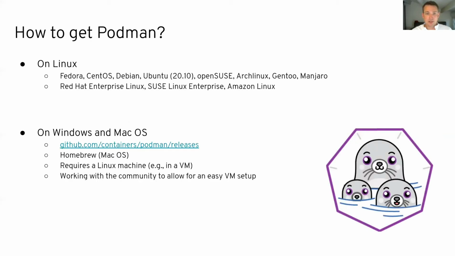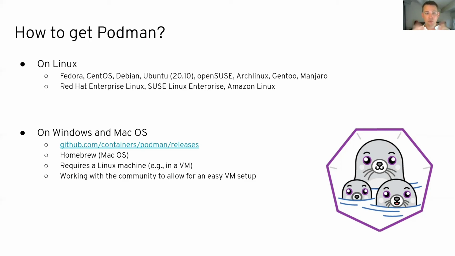So if you're interested, how would you get Podman? On Linux, it's pretty easy. It's also easy on Windows and Mac, but on Linux there are all these distributions, and Podman is now in the main repositories of pretty much all of them. Maybe Fedora, CentOS, Debian, Ubuntu, openSUSE, Arch Linux, Gentoo, Manjaro, and also the enterprise counterparts: Red Hat Enterprise Linux, SUSE Linux Enterprise, Amazon Linux. You name it, you install it, you're good to go.